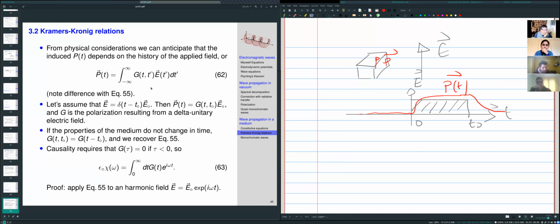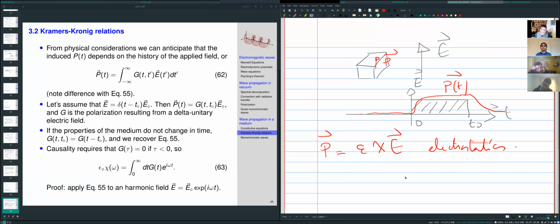Inherent in this is the idea that the polarization is epsilon chi E, but this is in steady state in electrostatics. In electrodynamics, things are dynamical and take time. There is a finite time, a delay, for things to adjust. And so that would be strictly valid only in electrostatics.